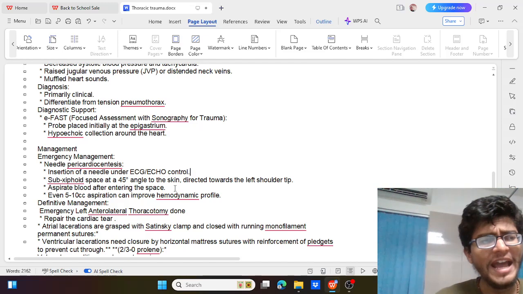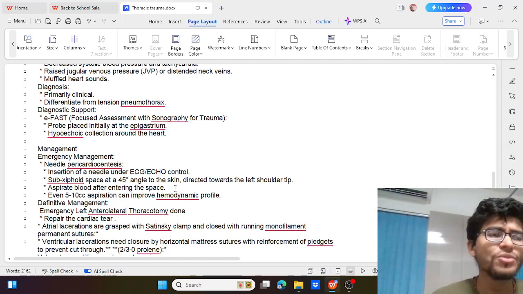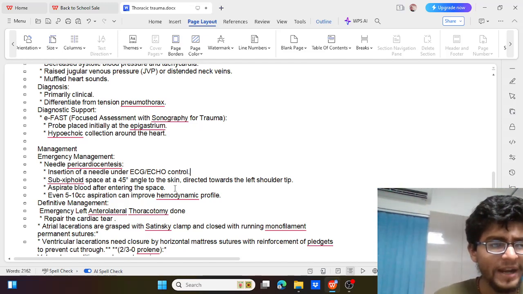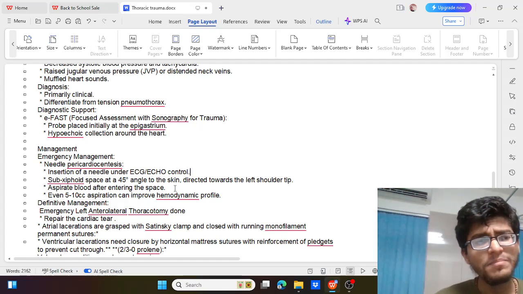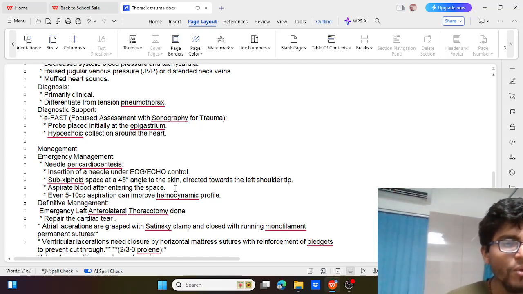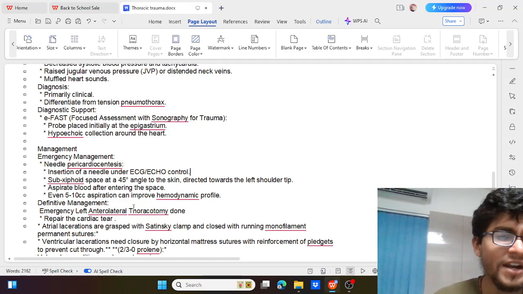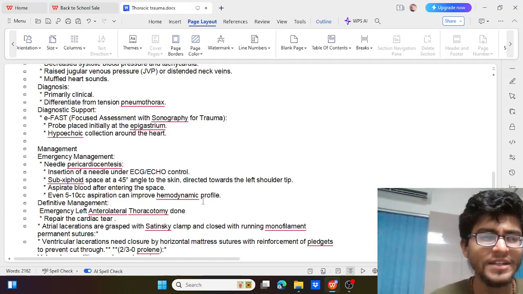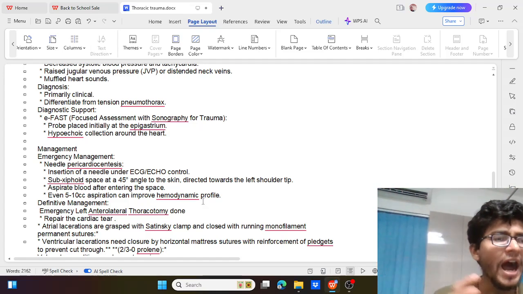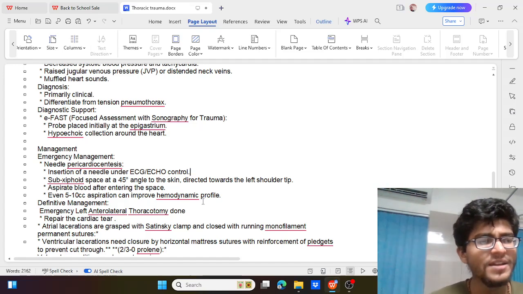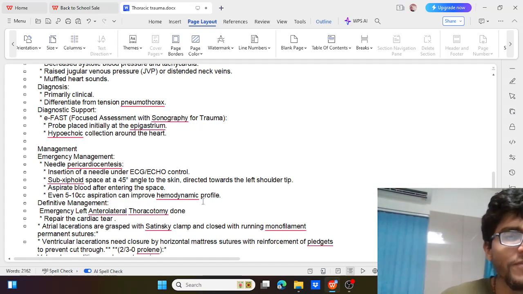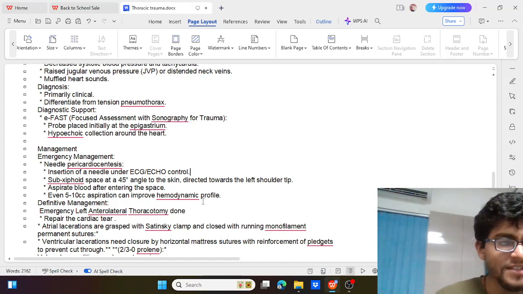So, we go on aspirating while we go inside, and as soon as we aspirate blood, we stop and keep aspirating so that the blood in the pericardial space is removed. Even 10 cc of blood will improve the hemodynamic status of the patient because the heart will get space to expand and accumulate blood for its function, that is the systolic and diastolic volume. So that volume will increase, it will be able to relax better and accumulate blood for maintaining cardiac output.